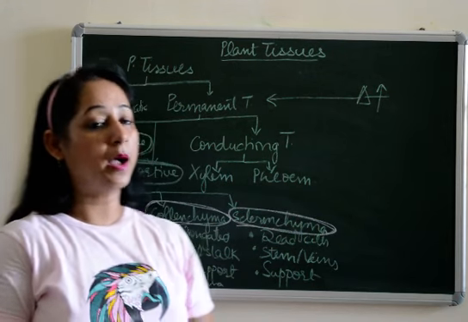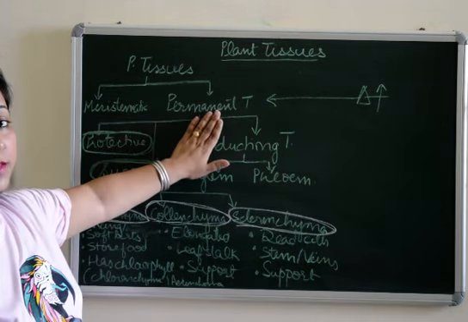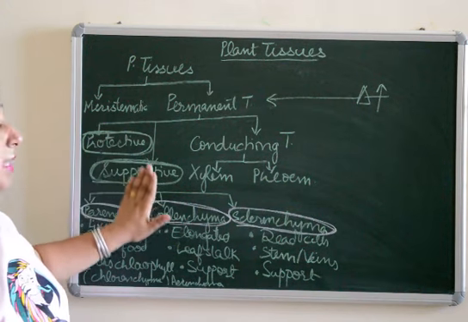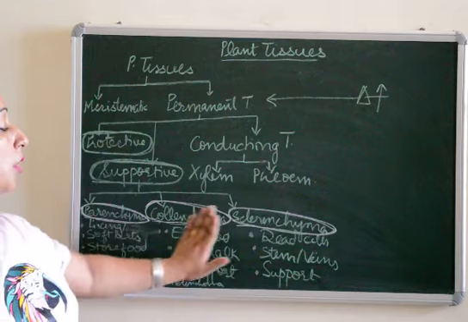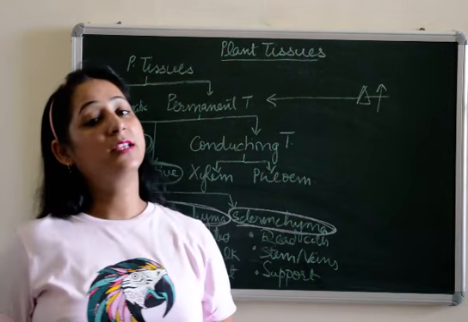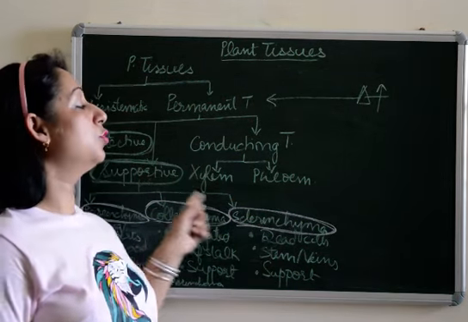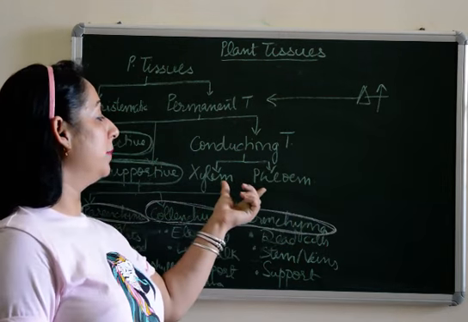This was all about permanent tissue. I have discussed protective tissues, supportive tissues, and the types of supportive tissues, that is parenchyma, collenchyma and sclerenchyma. In my next video, I will be taking up the next type of permanent tissues, that is the conducting tissues.